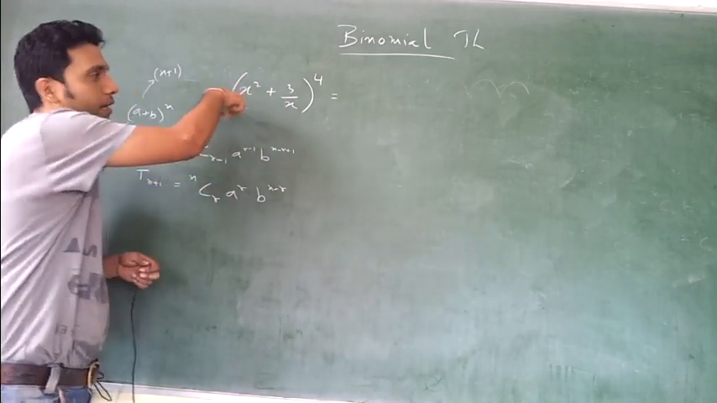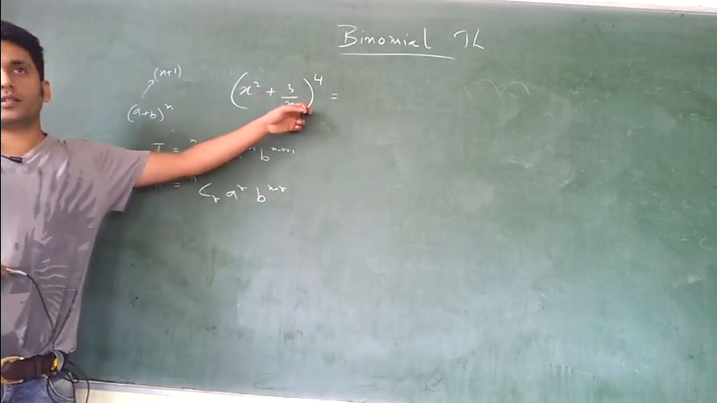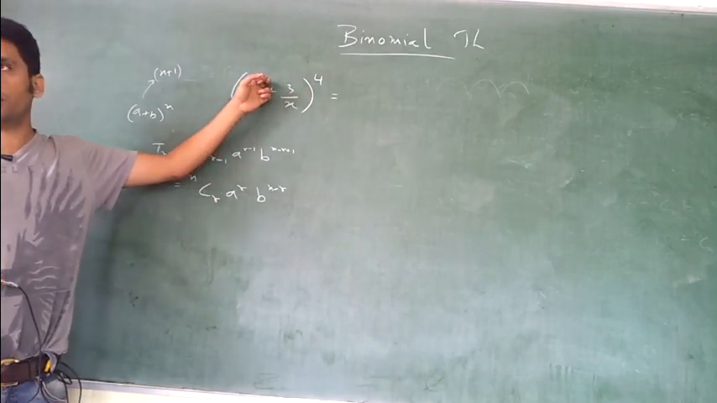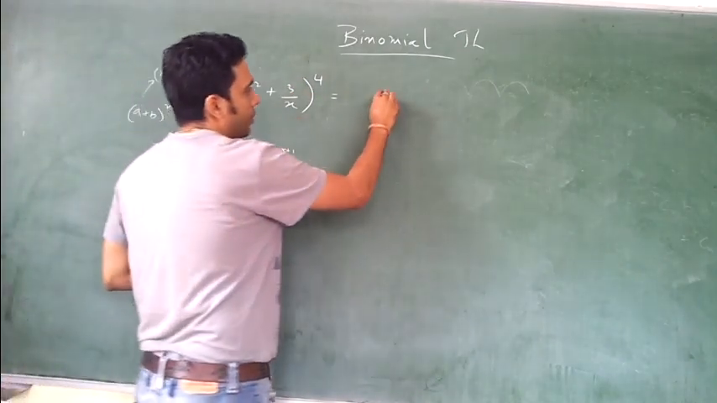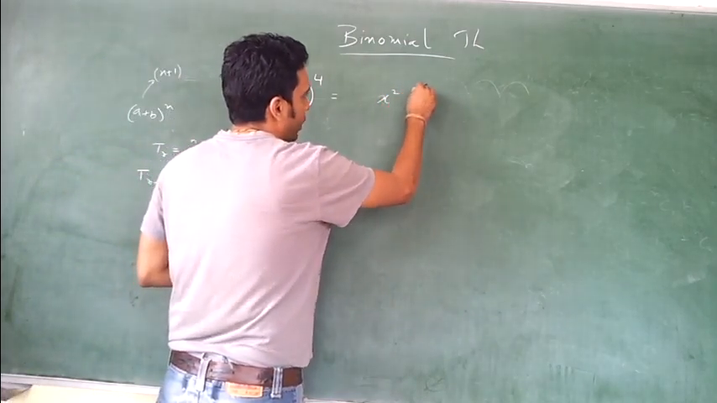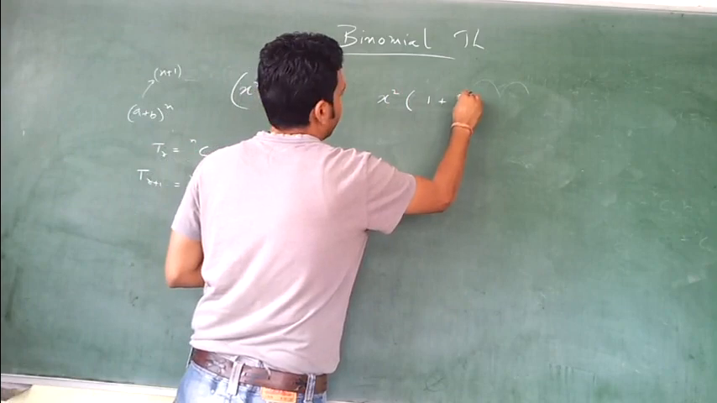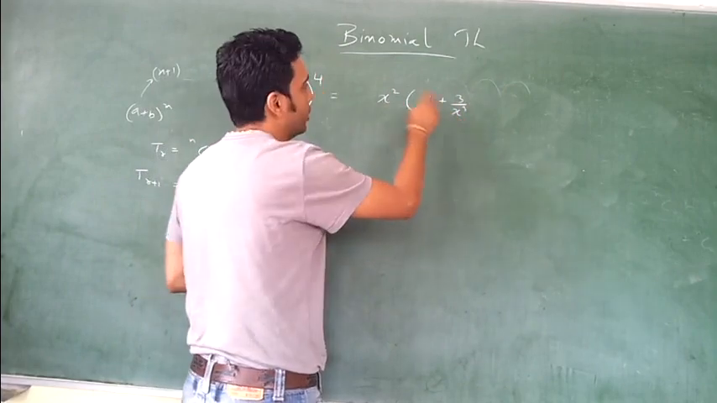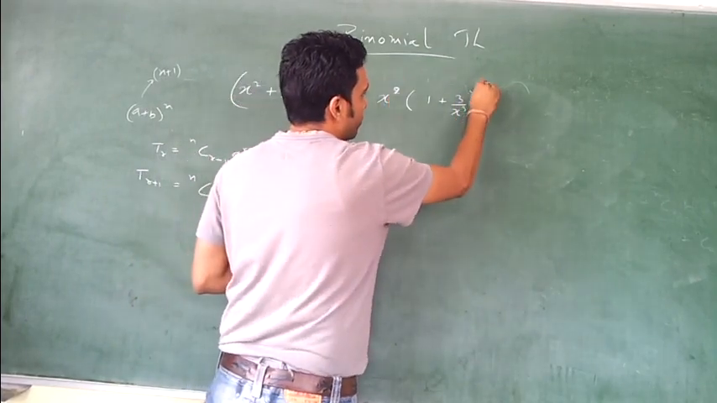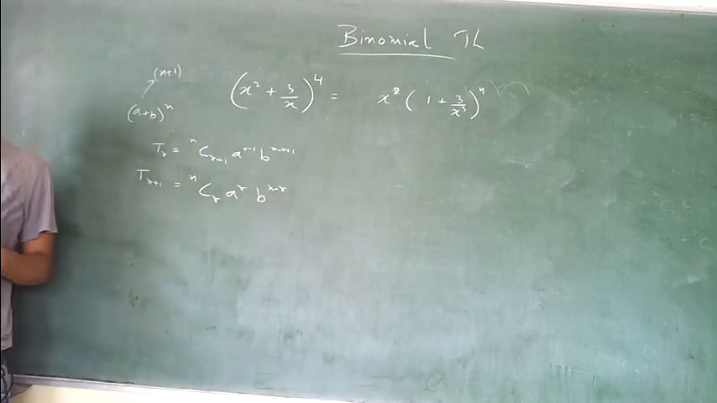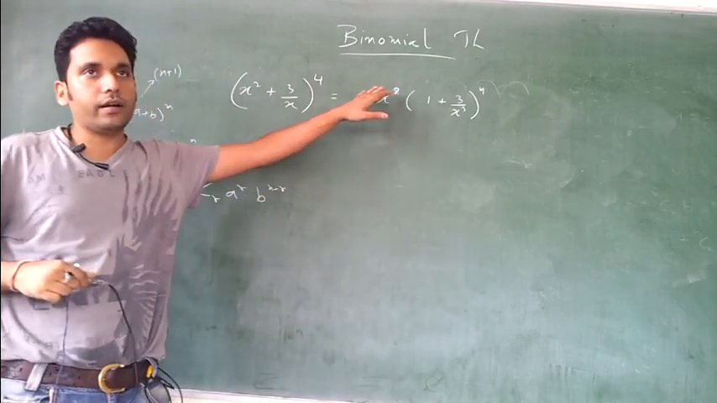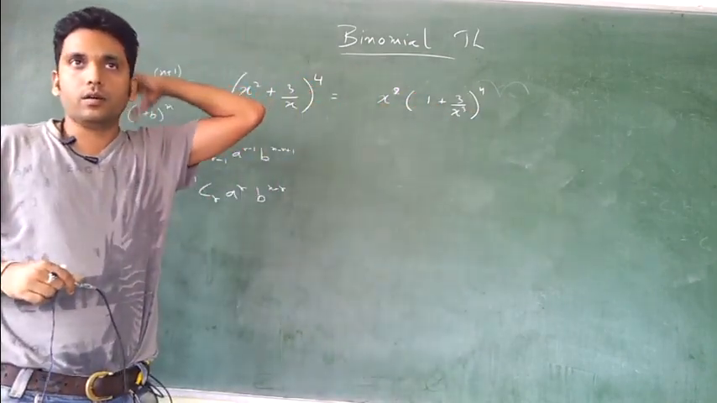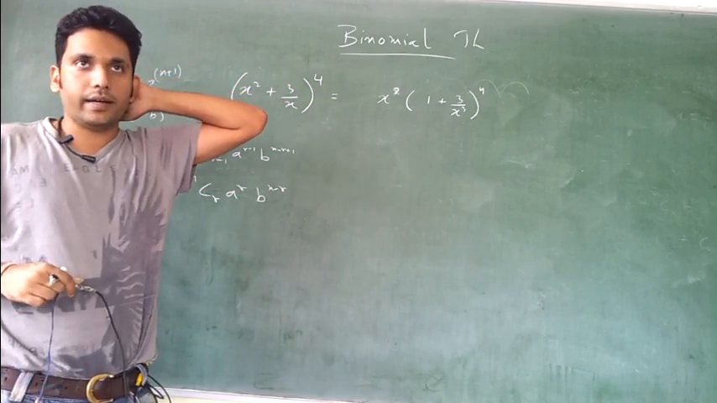You will take common and make something as 1. Either make this as 1, taking 3 by x common, or take x square common and make this term as 1. What does it become if I take x square common? It becomes x square power 4 into 1 plus 3 by x cube whole power 4. So this becomes power 8 over here and this becomes power 4 over there. Any doubt? This is a constant, x power 8. Everything is multiplied with x power 8. These terms will vary with the power of how much? Power minus 3.